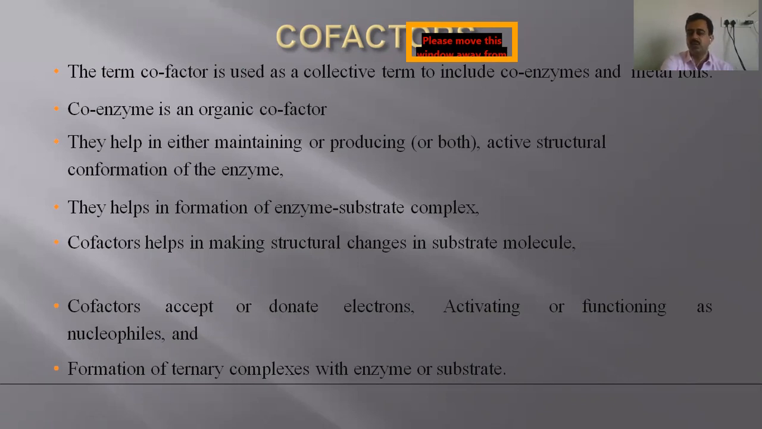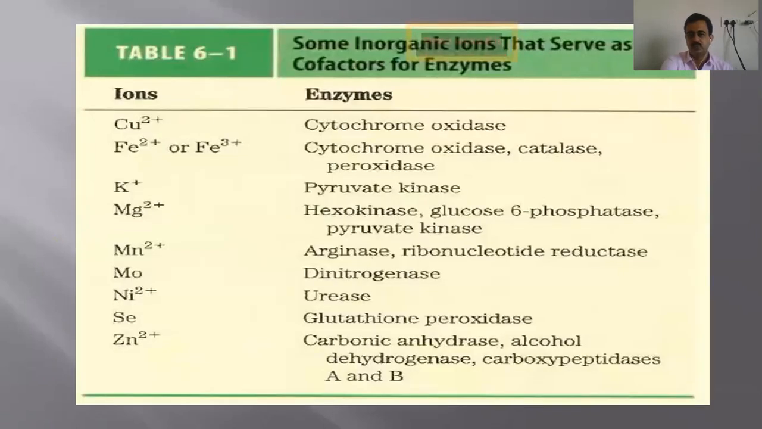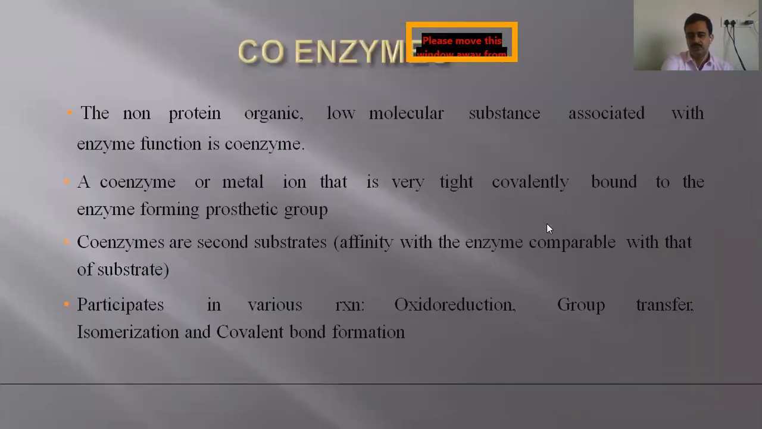Now, how does this chemical reaction take place? By donation or acceptance of electrons. Formation of ternary complexes with enzymes and substrate. It means a certain amount of mid-reaction would also take place because of cofactors. You can see the cofactors, specific enzymes and their ions. All our cofactors are mostly metal ions, basically copper, potassium, magnesium, iron, manganese, nickel, and so on and so forth. And these are all specific enzymes that are associated with them.